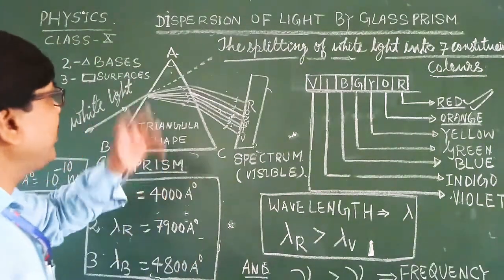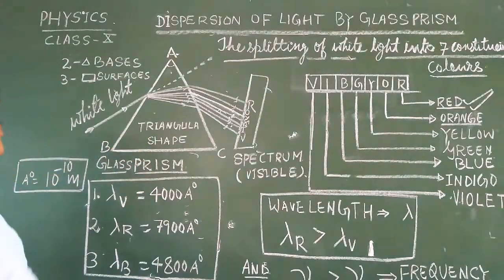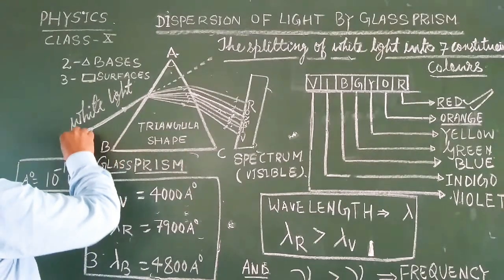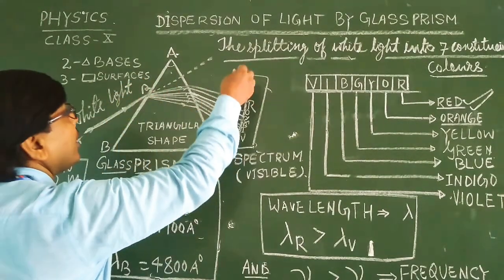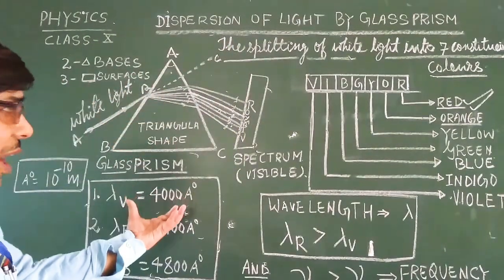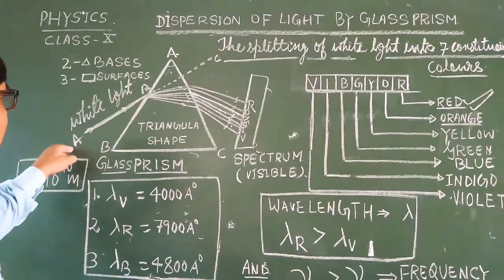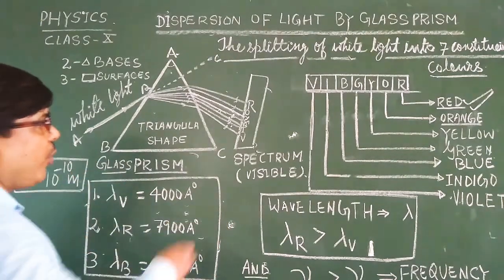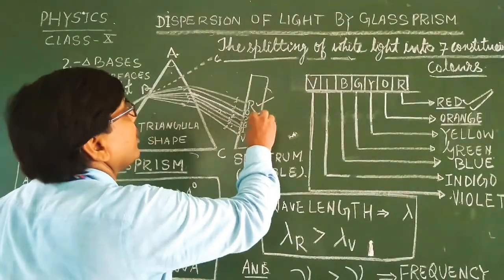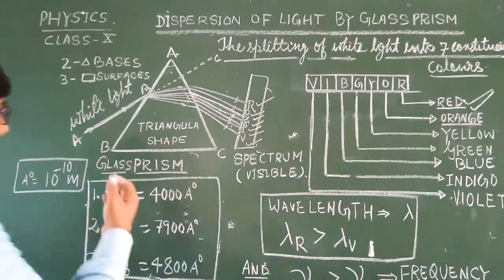So this is the dispersion of light. Once again, when light enters through the first surface, supposing A, B, it should go straight, but when a glass prism is placed in between, it splits into seven colors. First of all, red light reaches here. After that, orange, yellow, green, blue, indigo, and at last violet colors. And at last white.